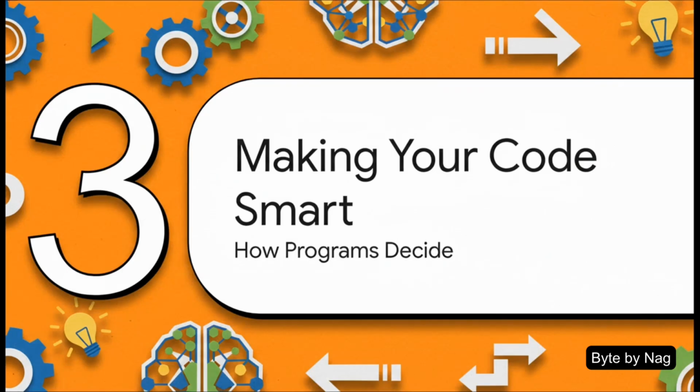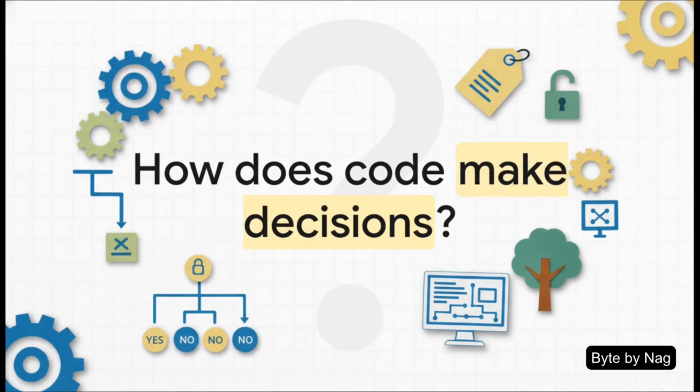And now for the really fun part. This is where we go from a simple script that just follows orders to a program that can actually think. This is where we make our code smart. So how does that even work? How does Netflix decide if you can watch a movie? Or how does a game know if you have enough points to level up? It all boils down to asking a very simple question.